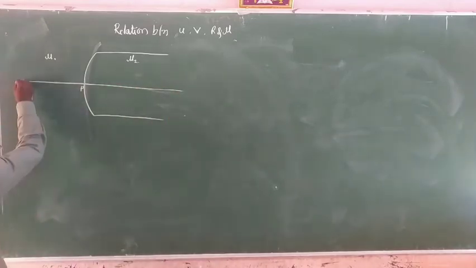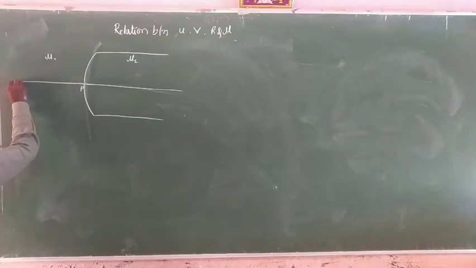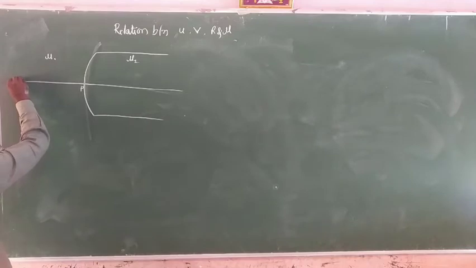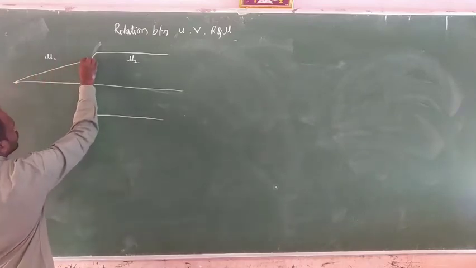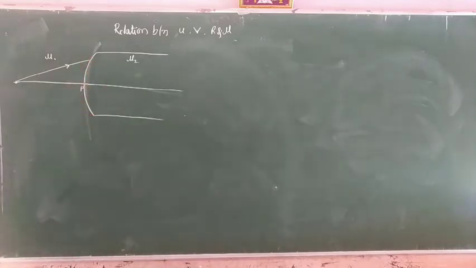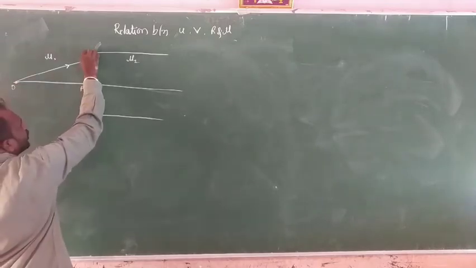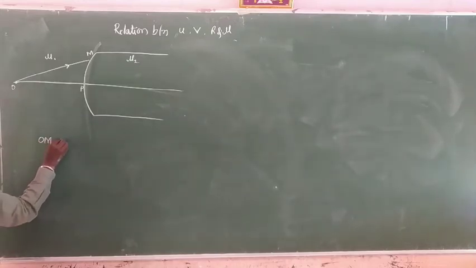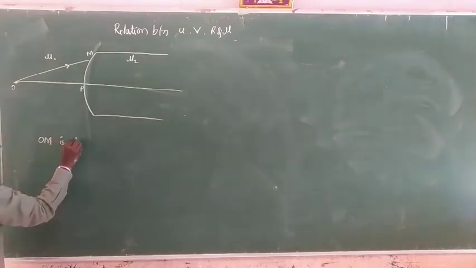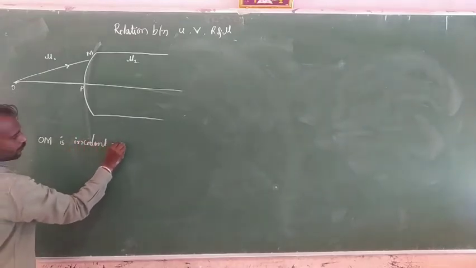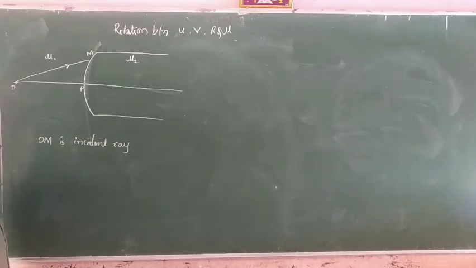And here, somewhere we consider an object, a point-sized object, or we consider a source. This one is an incident ray, incident on a refracting surface. This point we consider O and this one is M. OM is the incident ray.